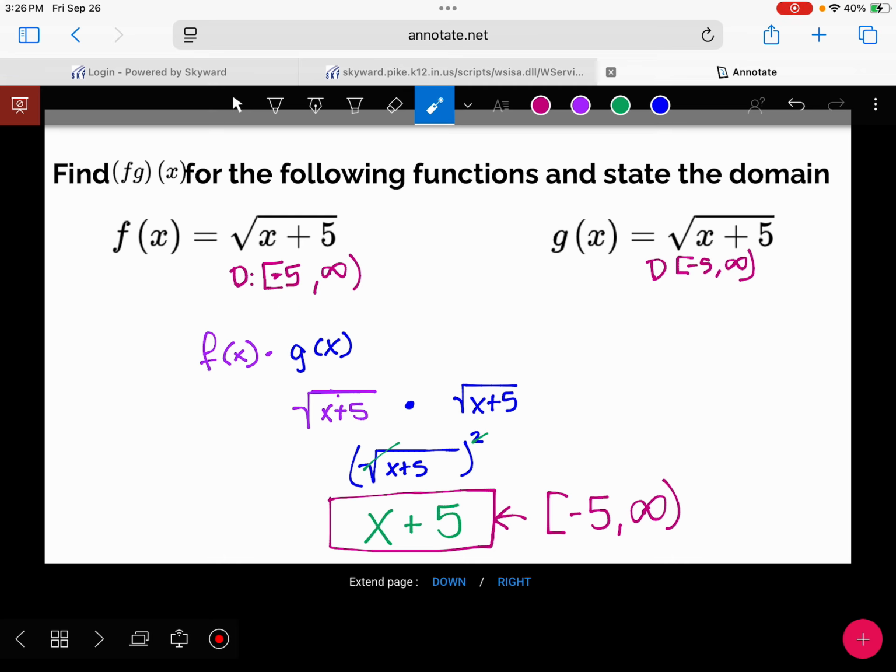So when we're looking at domain and range, things get a little bit tricksy, so we just got to be super duper careful. And I will see you in the next video for more practice with these.